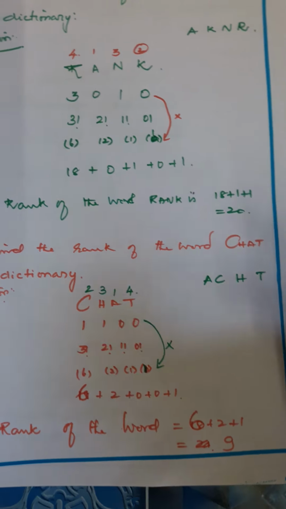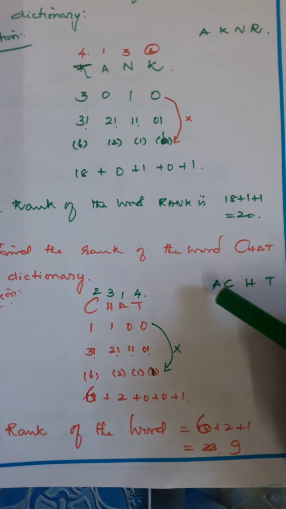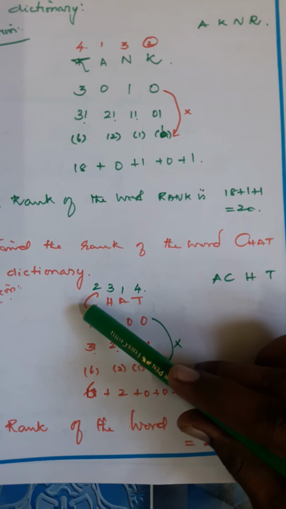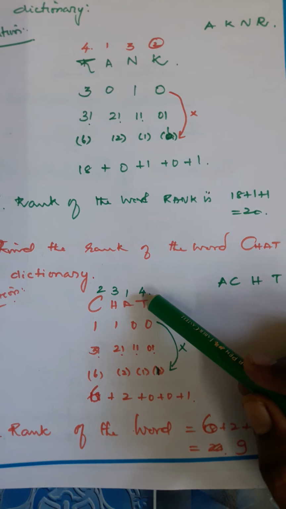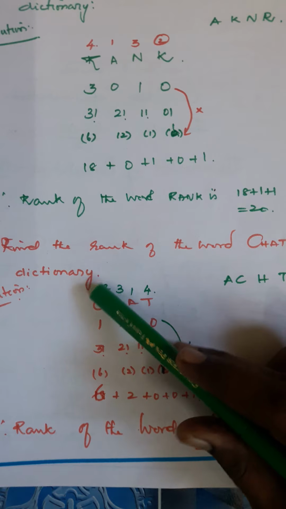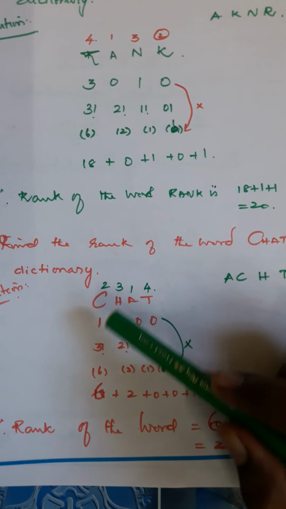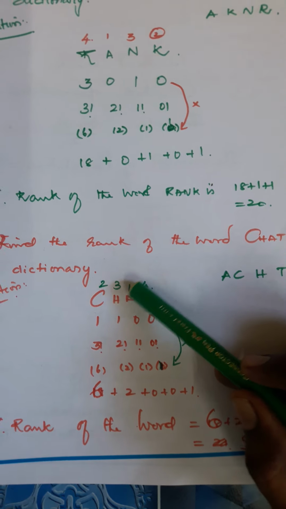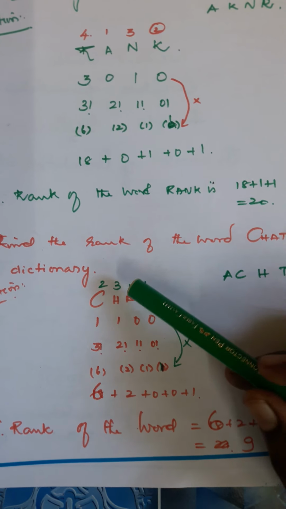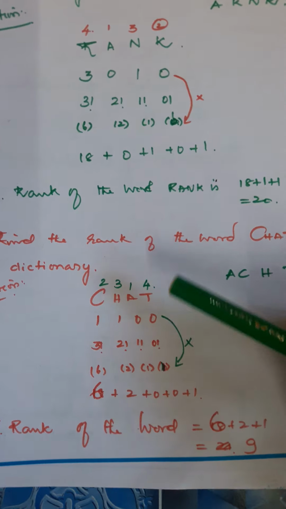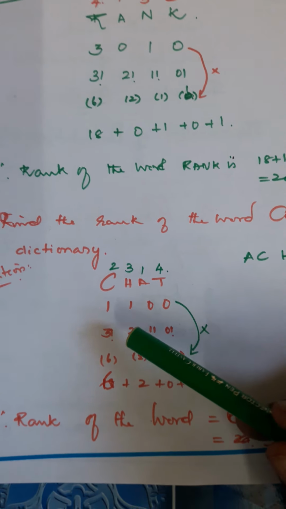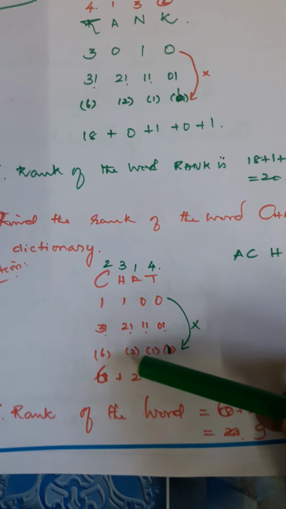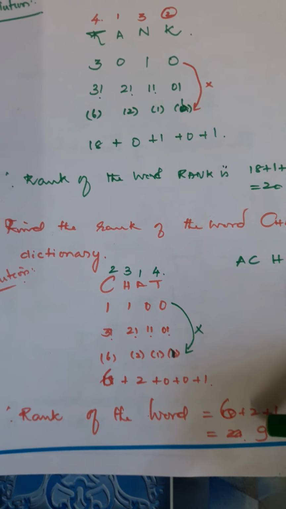You have one more example, CHART. In alphabetical order: A, C, H, T. A is 1, C is 2, H is 3 and T is 4. So 2 is the first number, after that I have 1, so 1. Here H is 3, and after that again 1, so that is 1. Then no letters, 4, and so on. Using 0 factorial, 1 factorial, 2 factorial, 3 factorial, again the product is 6 plus 2 plus 1. So the rank of the word is 9.